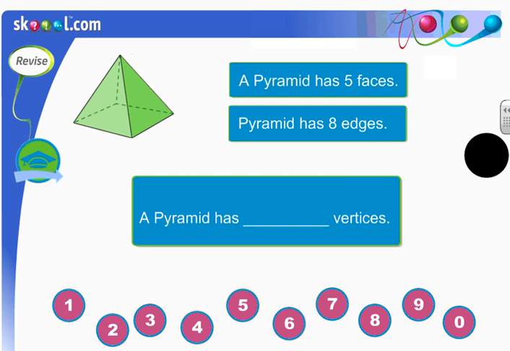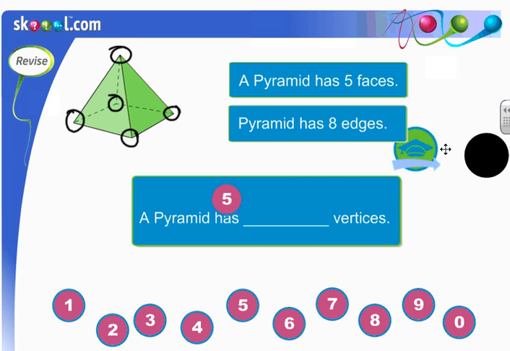It also has 8 edges. So if we're looking at the edges, we look at where it touches. And it touches 1, 2, 3, 4. Don't forget this one, 5 and 6. And don't forget that these 2 are places where it touches too. So that is 8 edges. And now if we look at how many vertices, it's how many places 3 edges come together. And we have that it should be 5 vertices.